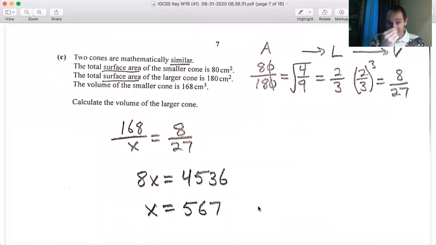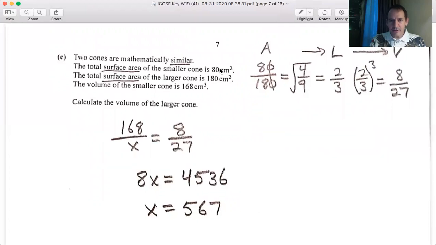The total surface area of the smaller cone is 80 centimeters squared. The total surface area of the larger cone is 180 centimeters squared. The volume of the smaller cone is 168 cubic centimeters. Calculate the volume of the larger cone.